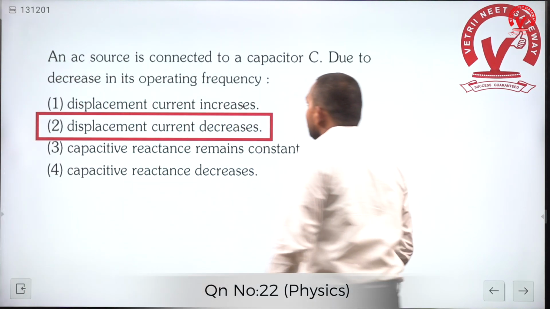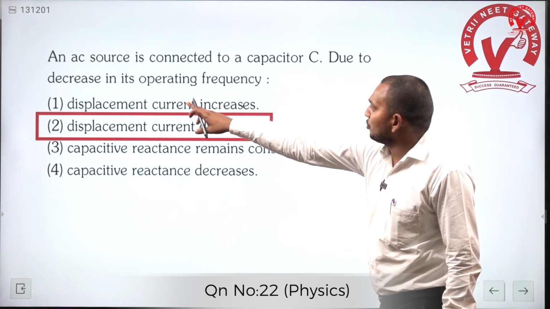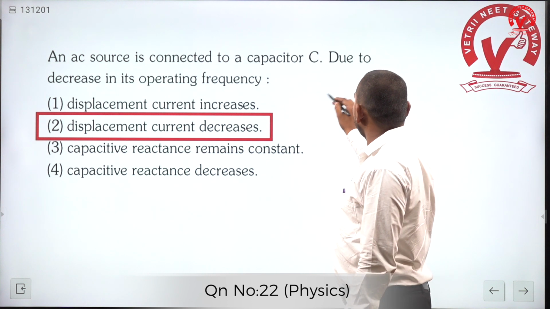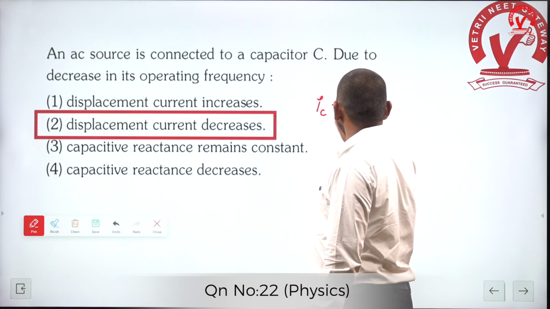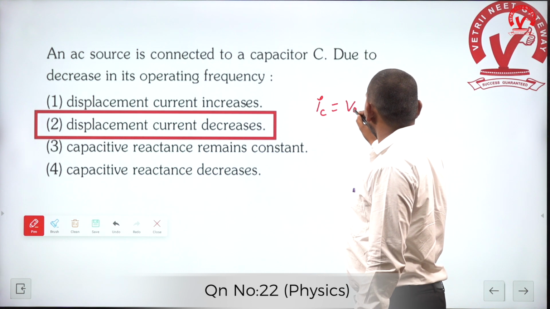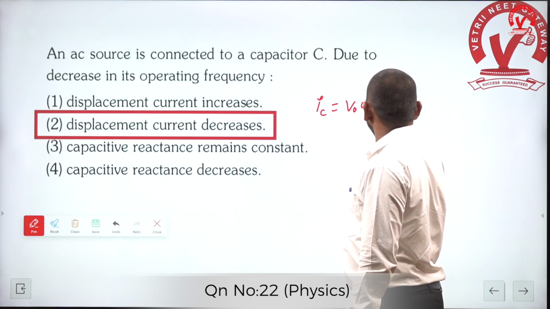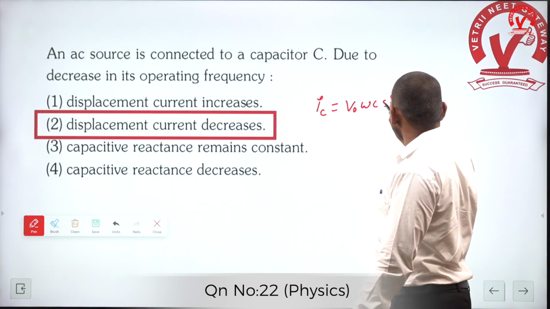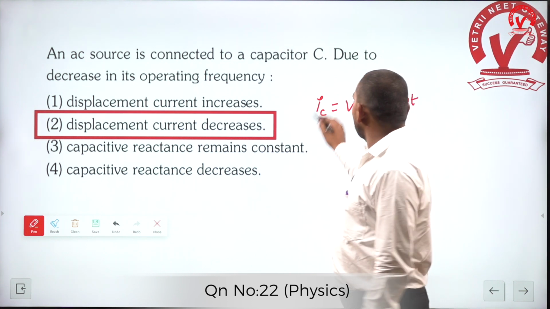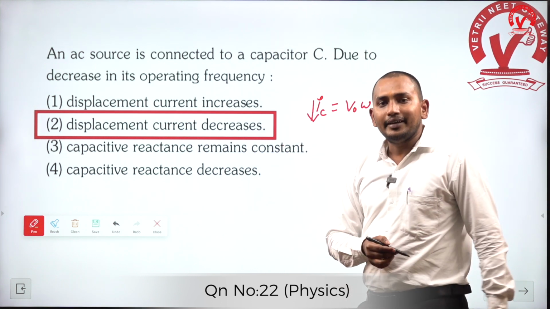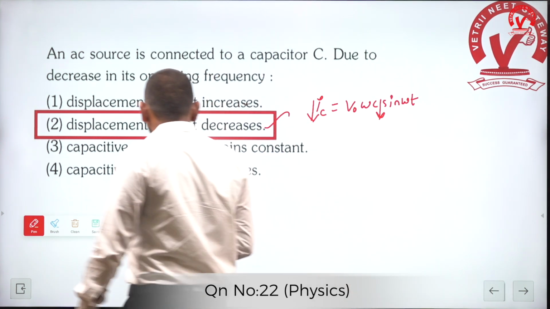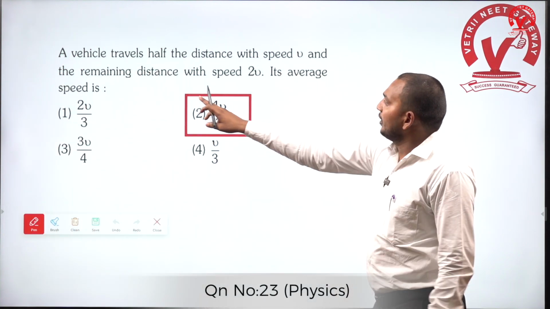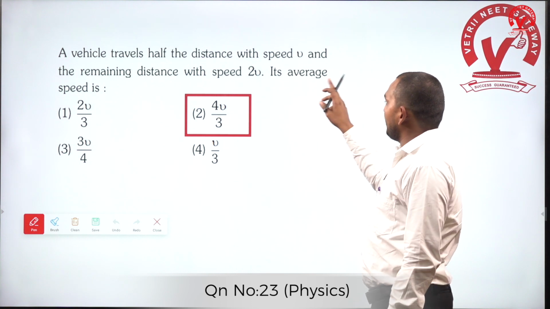An AC source is connected to a capacitor C, due to the decrease in its operating frequency. IC is equal to V naught into omega C sin omega t. We know this formula, right? When the frequency decreases, then the displacement current will also decrease. So option 2.